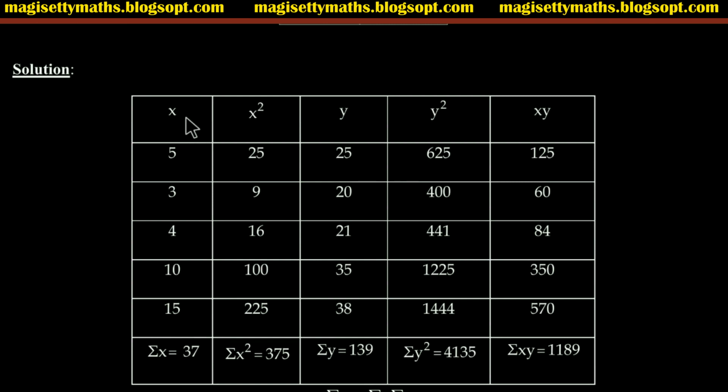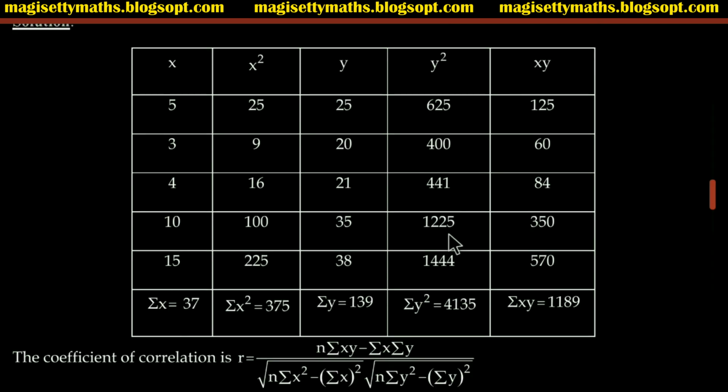Now the given data is x, and squares of the first one, xi squares. The sum of xi square equals 375, sum of x is 37. Take the y values, hourly pay, and the sum of these values, summation y equals 139, and squares of these values, summation y square equals 4135, and the product x into y, we have these values, and the sum is summation xy equals 1189.